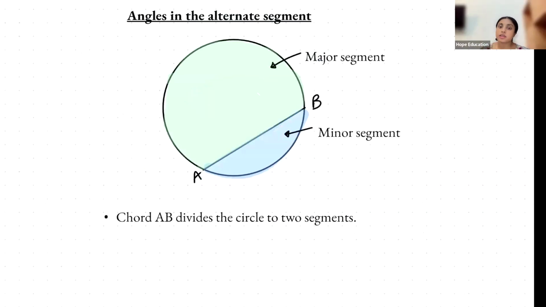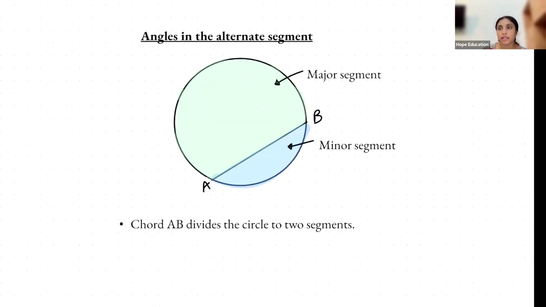The bigger part we call the major segment, the smaller part we call the minor segment. So when I consider the minor segment, the major segment is the other one. Alternate means not the one we consider, but the other one. If I'm considering the minor segment, the other segment will be the major segment. If I consider the major segment, the other segment will be the minor segment. Can you all quickly draw a sketch of this?